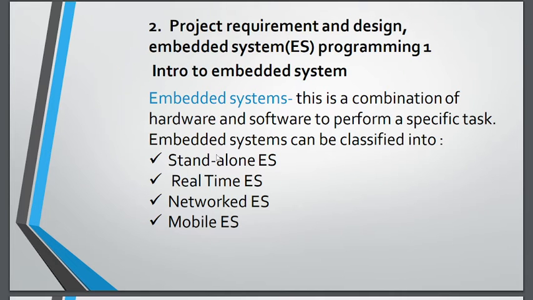So let's go to the second chapter of what was done. That is project requirement and design, embedded system programming. And we were introduced to embedded systems. So what is an embedded system? It is a combination of hardware and software that performs a specific task. And we have several classifications of embedded systems. We have standalone embedded systems, real-time, networked, and mobile embedded systems.